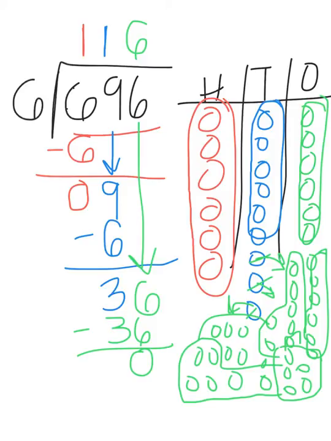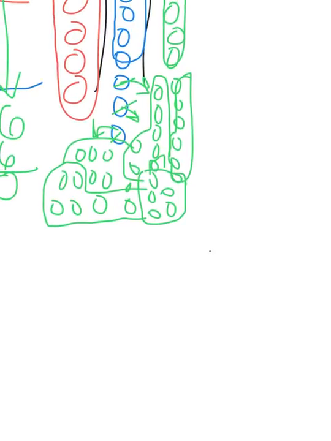We just did a long division problem. 696 divided into groups of 6 gives us 116 groups of 6. Now, does anyone know how we can check our answer? How can I make sure that I'm right? Ryan? You can do 116 times 6. That's what he told me I could do.